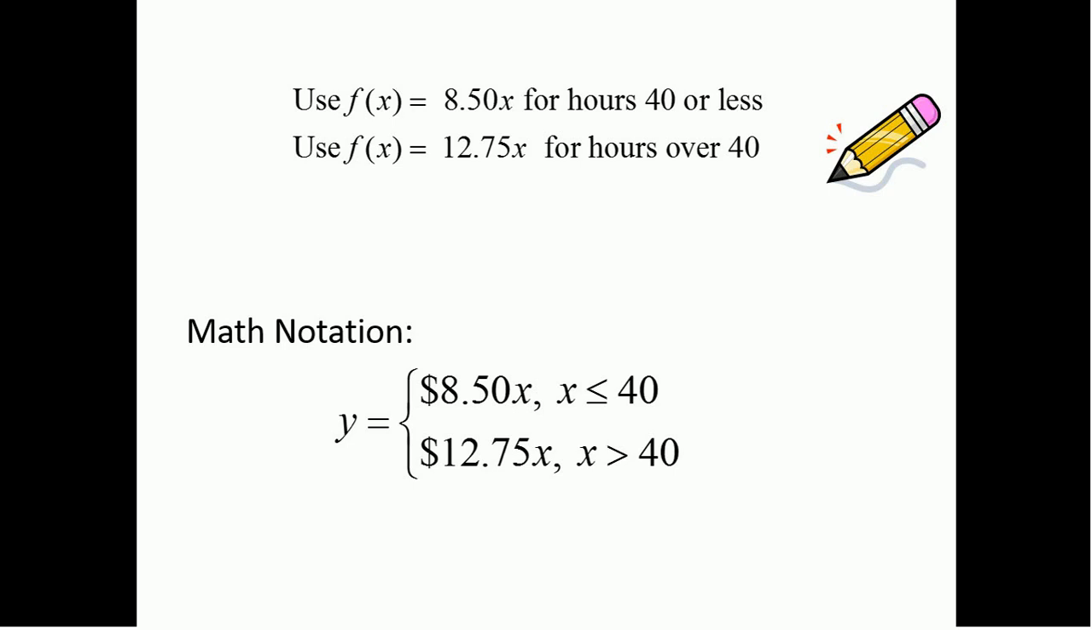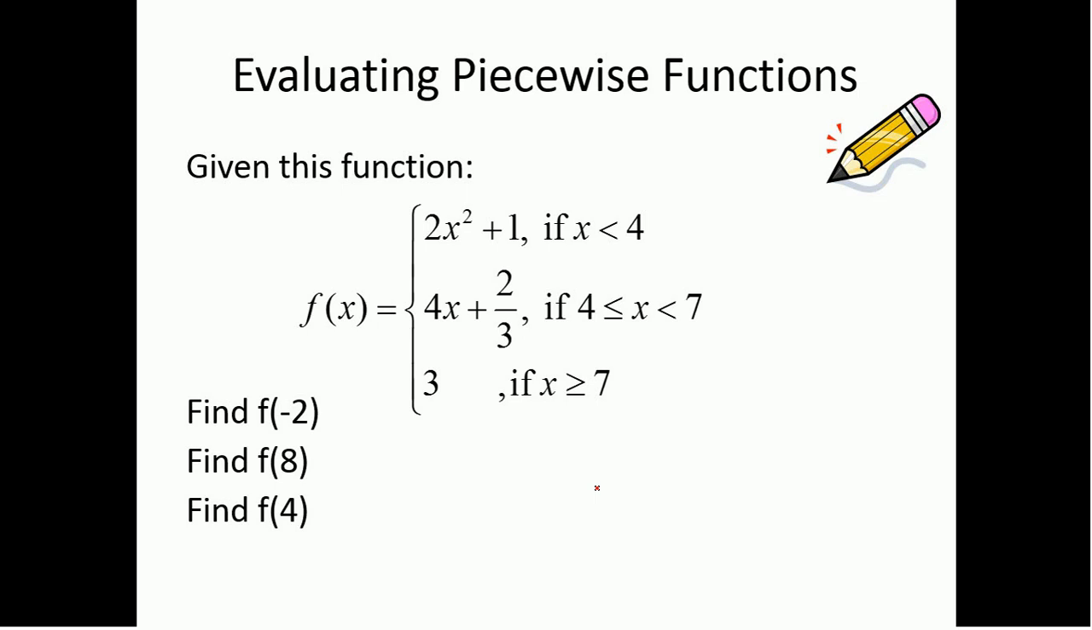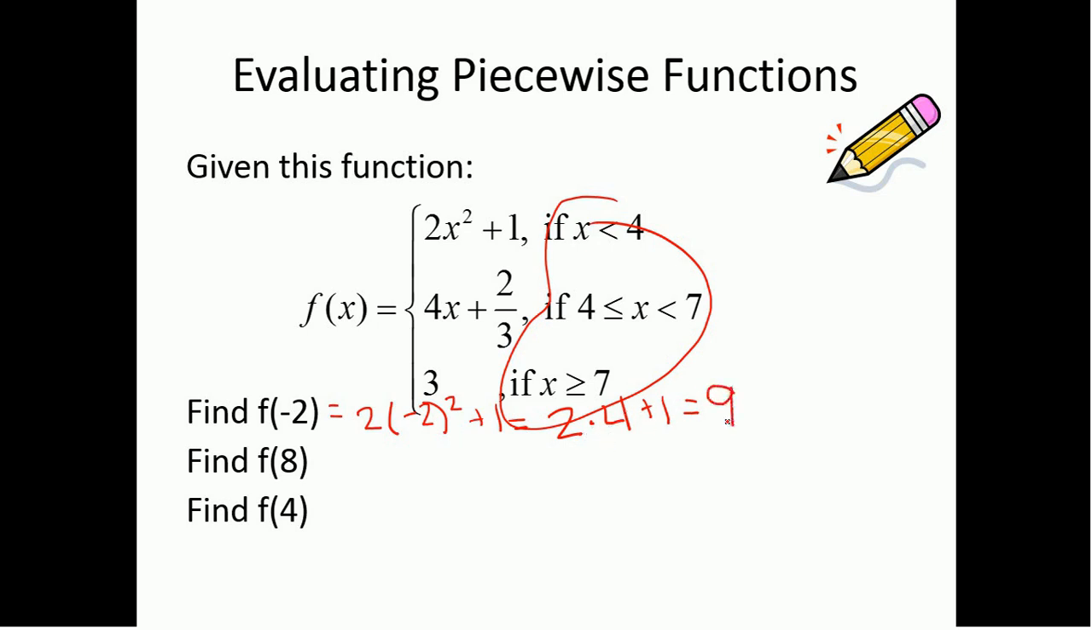Now, what are we going to work on today? So I have this function here, and I need to figure out which pieces are going to allow me to evaluate these specific parts of my domain. So we have -2. Where does -2 fall in our if statements? So it falls in this one, right? Because -2 is less than 4. So it looks like I need to plug into that function. So 2 times -2 squared plus 1. So that's 2 times a positive 4 plus 1, which is 2 times 4 is 8 plus 1. That's 9. So my answer's got to be 9.